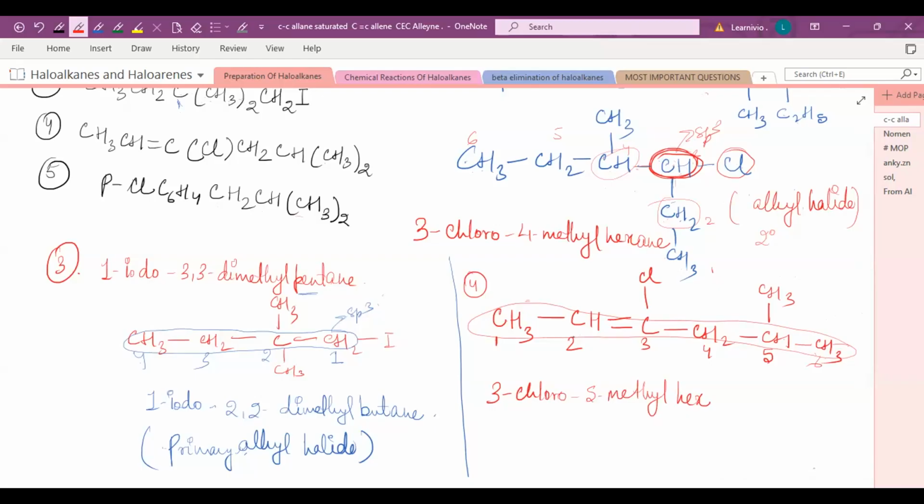Here you can see there is a double bond between the second carbon and the third carbon. So you have to write down the position of the double bond. After hex, you will write the 2, then E. So 3 chloro 5 methyl hex 2E. That's the name of this structure. Clear, Aneesha?